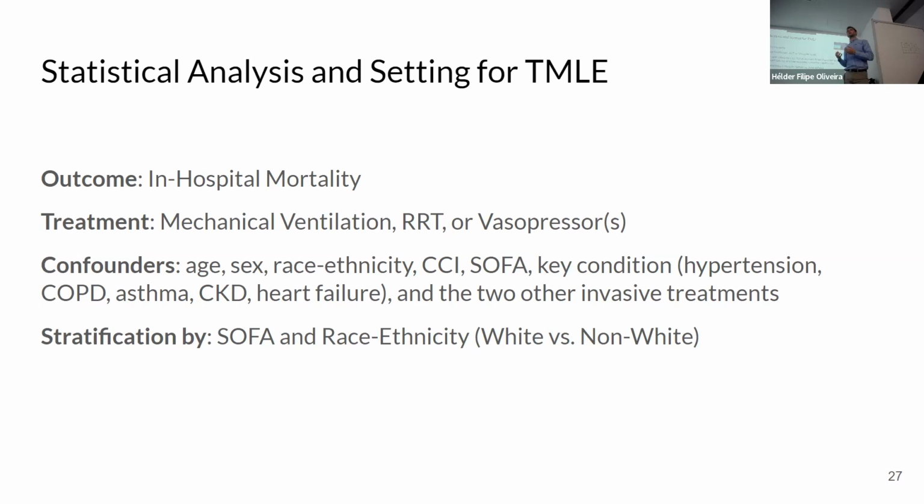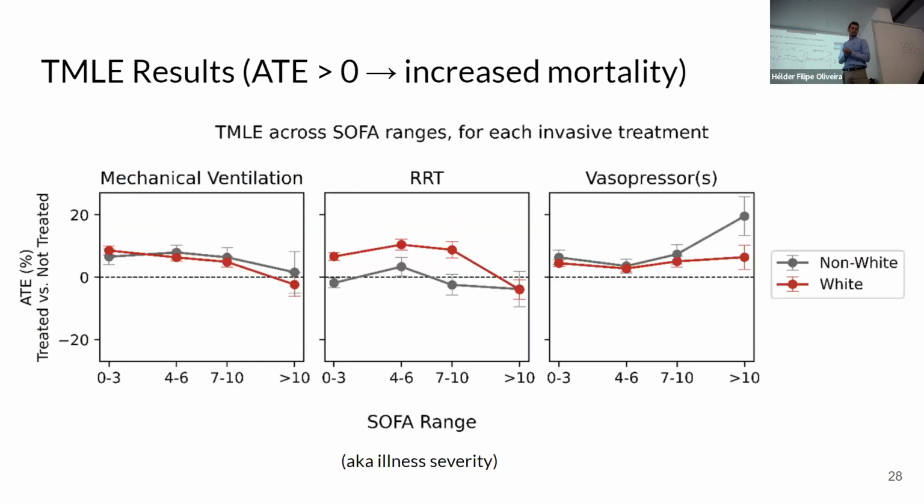So we know that if a person is on mechanical ventilation, they're probably more likely to get vasopressors at the same time, so we need to adjust for that too. And then we're doing stratification by SOFA so that we can compare people with different illness severity, and also doing stratification by race ethnicity. So we want to look at white versus non-white people. These are the results that we got in the end, and we're currently discussing them.